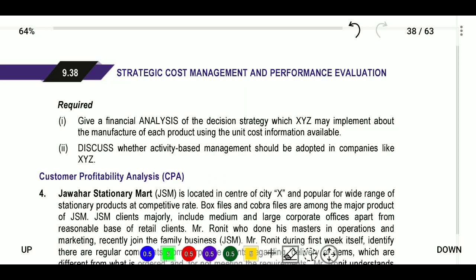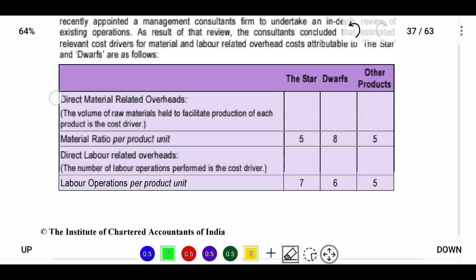Activity based management means we use the cost drivers for calculating the incomes, expenditures and percentages. After the calculation we will see both contributions, and whichever is good they will adopt. If ABM provides a good result, they will go for ABM only, because if you take the normal cost, it will provide wrong information. Okay, next they provided that.